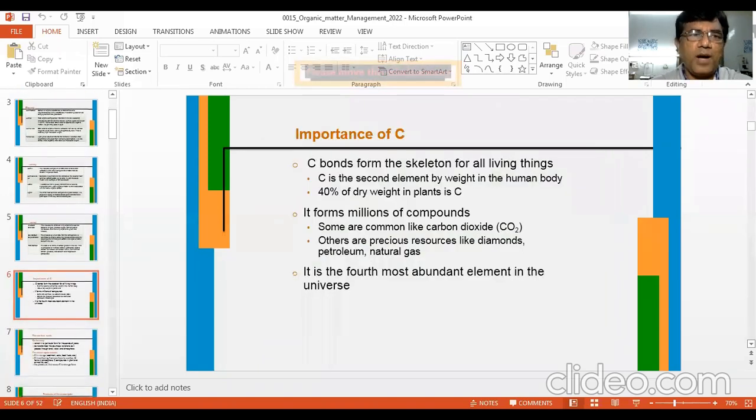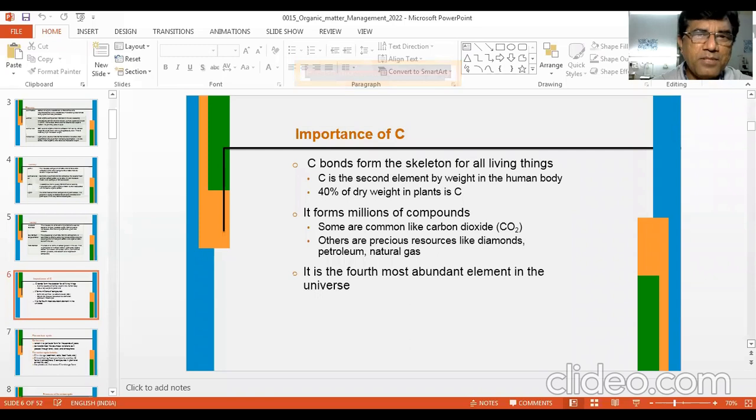Now, the importance of carbon. Carbon is a very, very important element in nature. Our life revolves around carbon. Carbon bonds form the skeleton for all living things. See the case of plants: 35 to 40% of plants are made up of carbon. It is the second element by weight in the human body, and 40% of dry weight in plants is carbon.